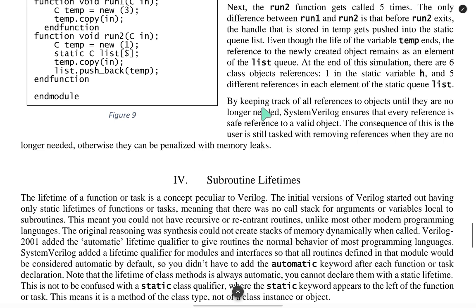By keeping track of all references to objects until they are no longer needed, SystemVerilog ensures that every reference is a safe reference to a valid object. The consequence of this is that the user is still tasked with removing the references when they are no longer needed, otherwise they can be plagued with memory leaks.